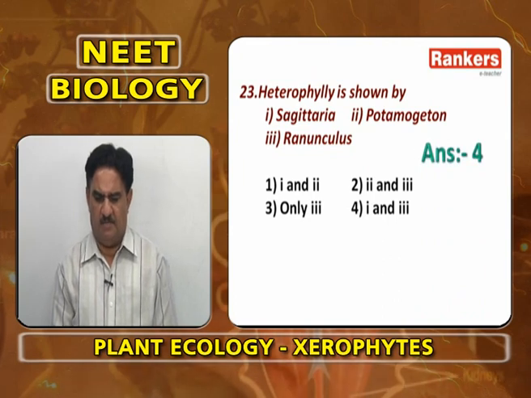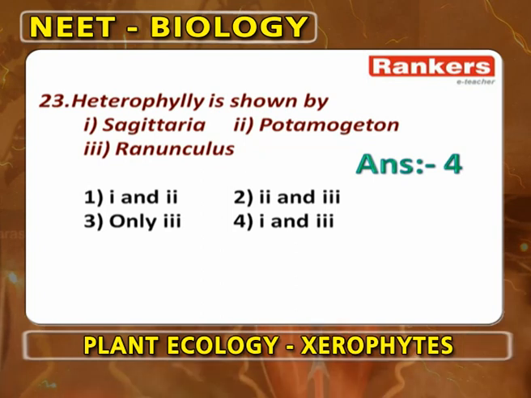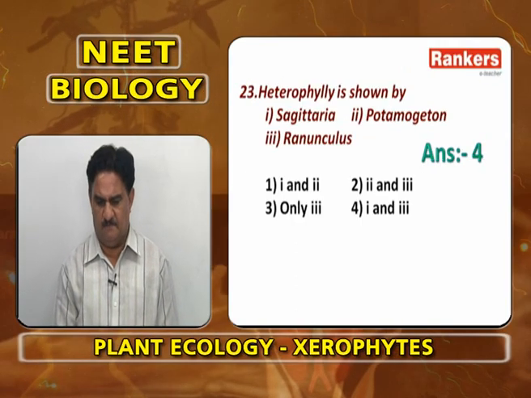Heterophyly is shown by Sagittaria, Potamogeton, Ranunculus are the options. Potamogeton is a submerged, suspended, I don't say submerged, rooted hydrophyte. Here the leaves are long and linear.